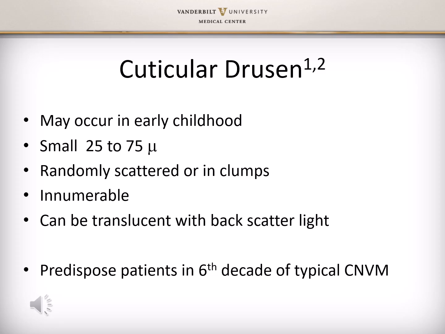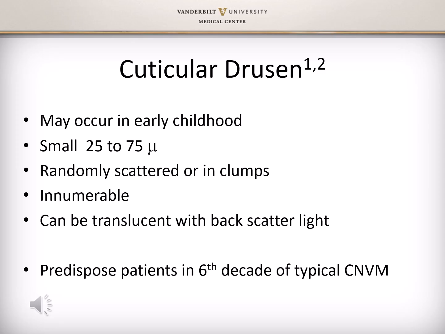As with small hard drusen, cuticular drusen can be seen in the younger population. The difference, however, is that there are just too many to count. They can occur randomly or in clumps. They can occur in the macula or even outside the macula or nasal to the nerve, and this will be covered in the next chapter.